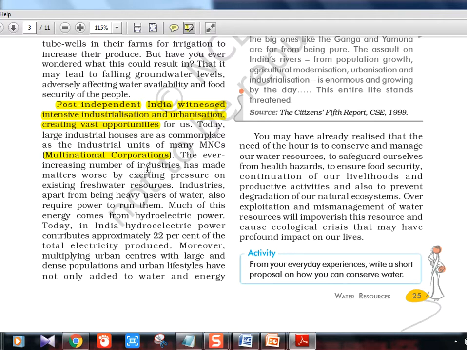The ever-increasing number of industries has made matters worse by exerting pressure on existing distinct freshwater resources. You know, in the Ganga river also, effluents are being released into the rivers, so that is why a lot of strict guidelines have now been given to the industries, and the present government is doing a very good job with respect to Ganga cleaning.